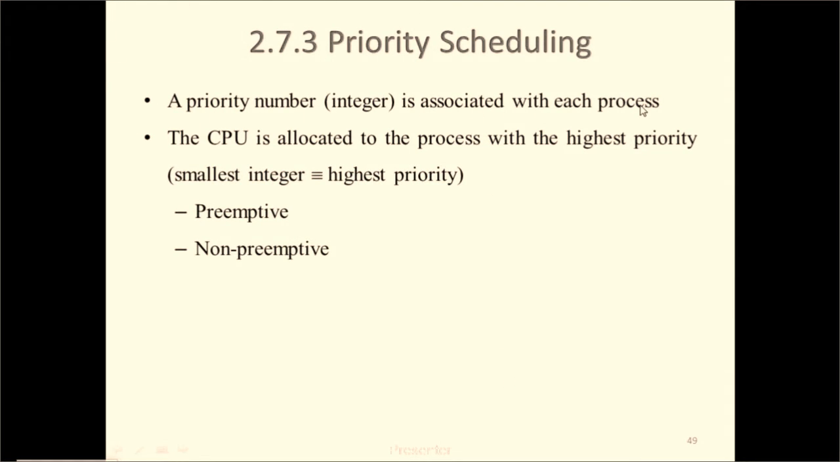A priority number is associated with each process. Processes are divided into a number of categories, which are called priorities. And for the priority of that process, a number is associated. Importantly, the smallest integer or the smallest number indicates the highest priority. So the lower the number, the higher the priority.